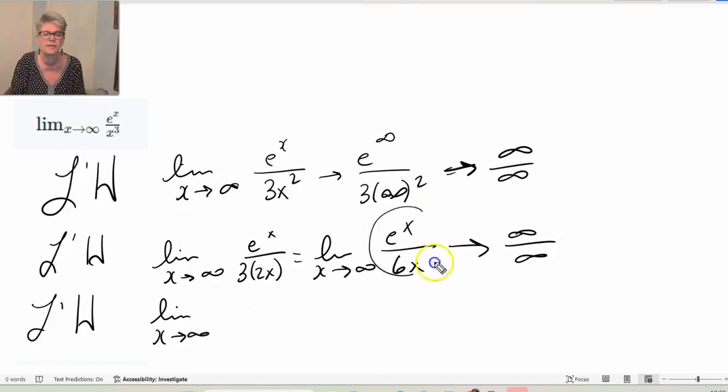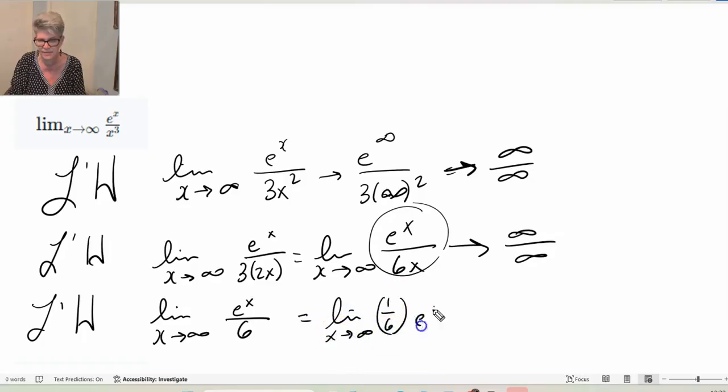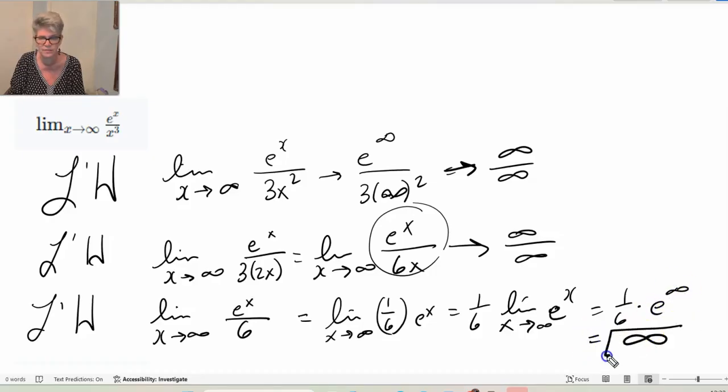And I'm going to take the derivative of that. The derivative of e to the x is e to the x, and the derivative of 6x is going to be 6. And now that's the same thing as 1/6 times e to the x, so that 1/6 can come out the front. And so it's going to be 1/6 times e to the infinity, which is going to be trending to infinity. So the answer to that one is infinity.